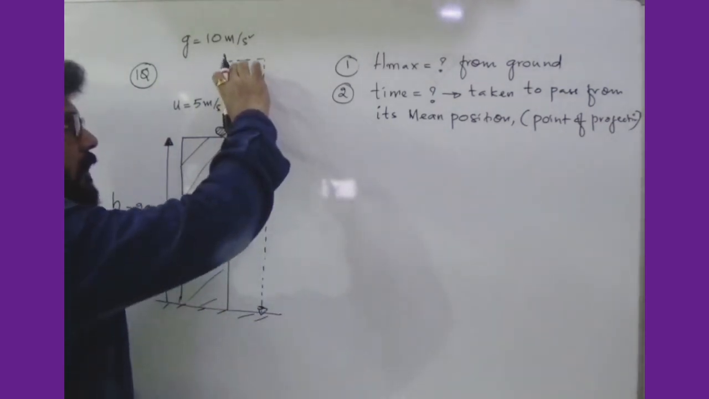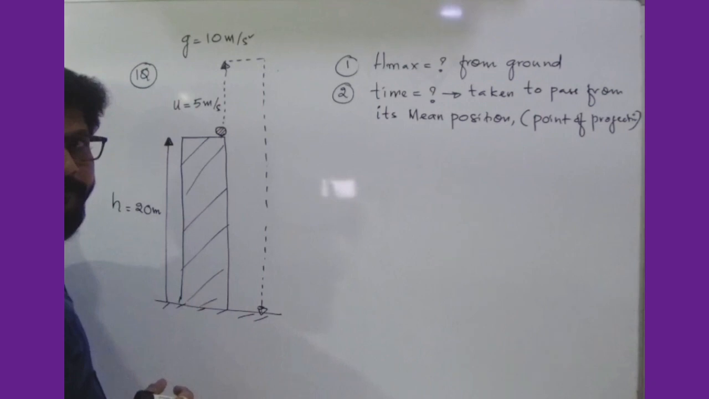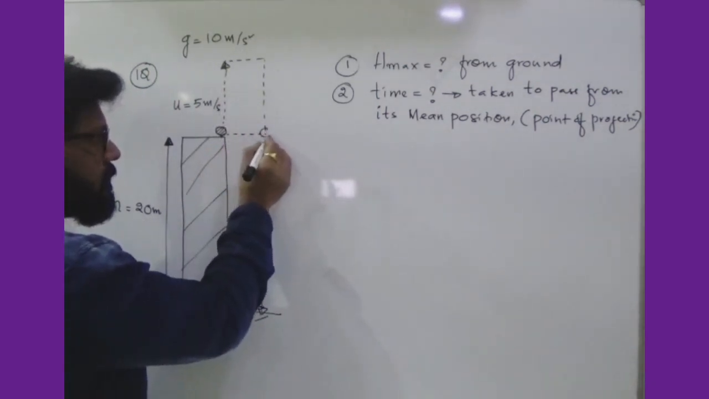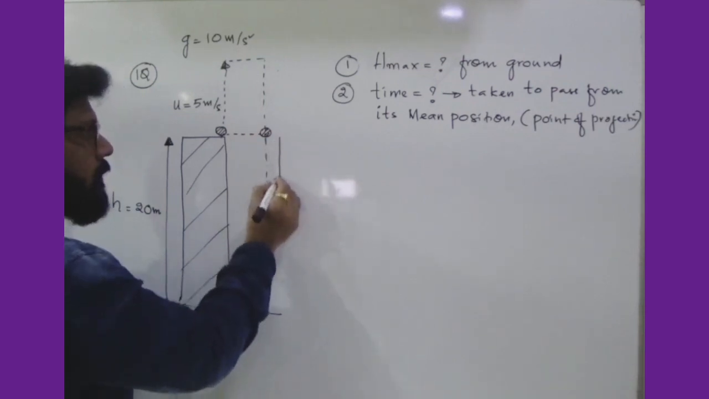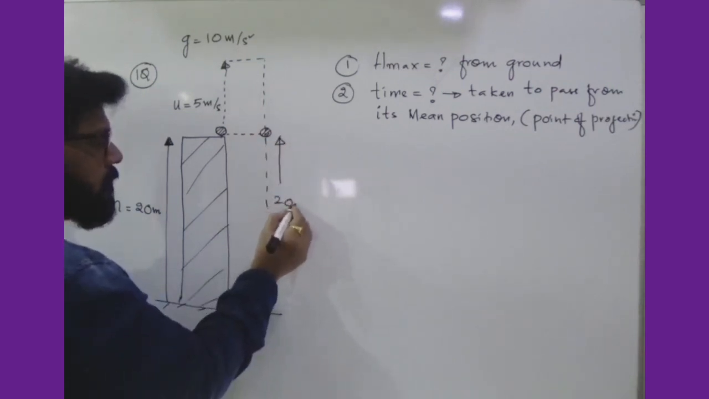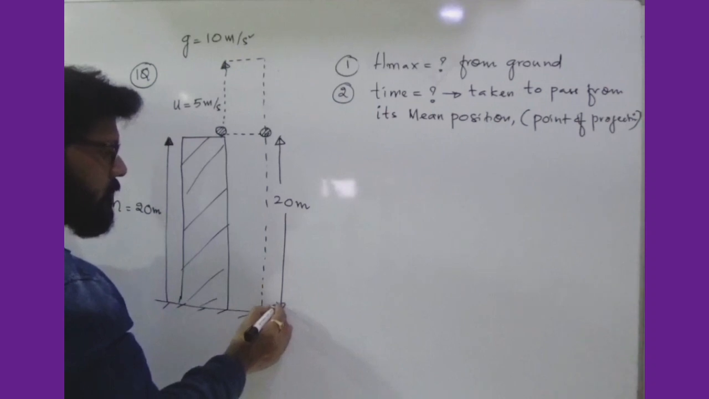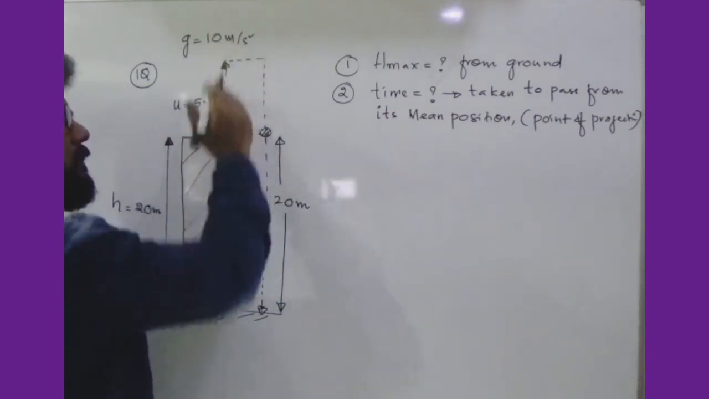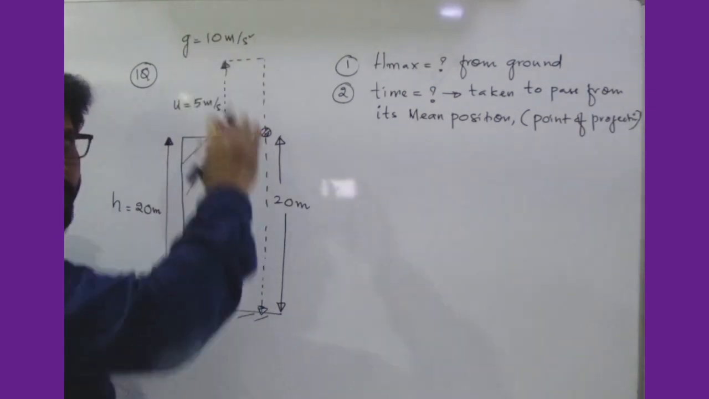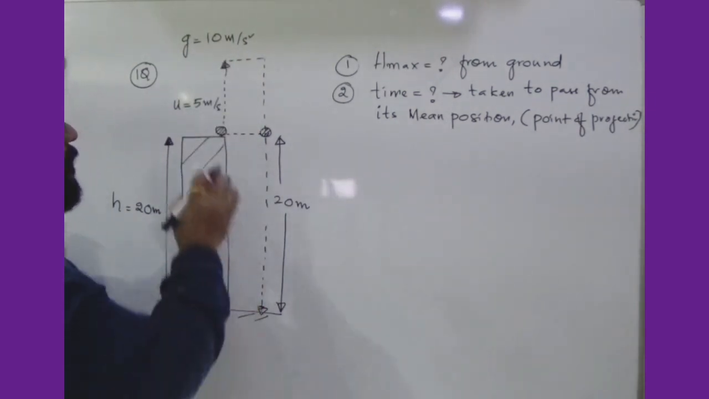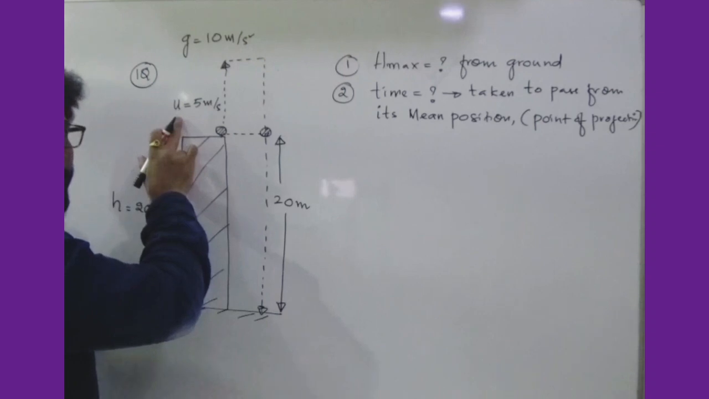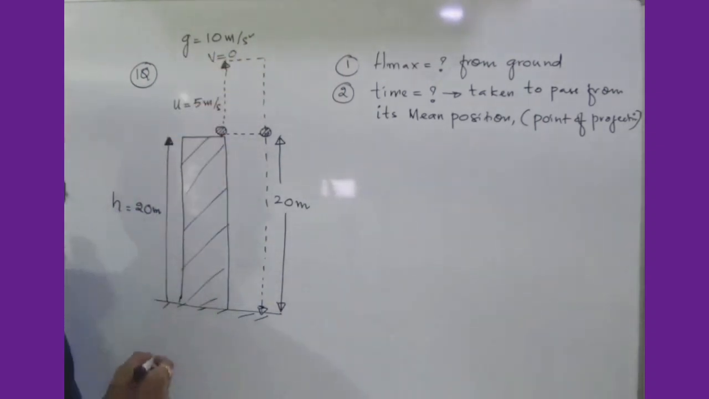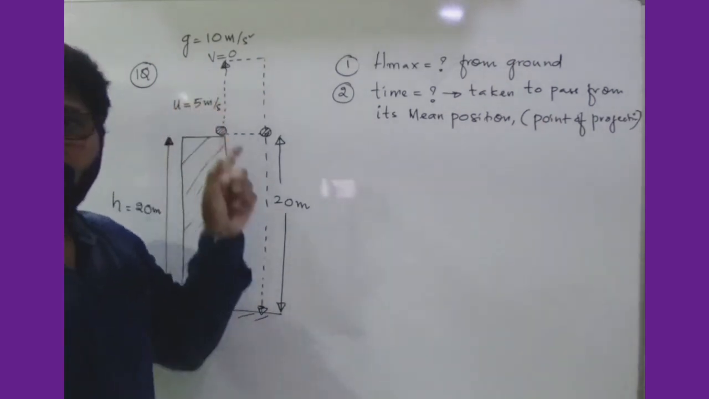First we should be able to calculate this distance, then add these 20 meters. This whole height is 20 meters. So what is the distance in this direction that you have to calculate? What are the things you have? U you have and g you have, and final velocity is equal to 0. Now can anybody tell what the answer is?